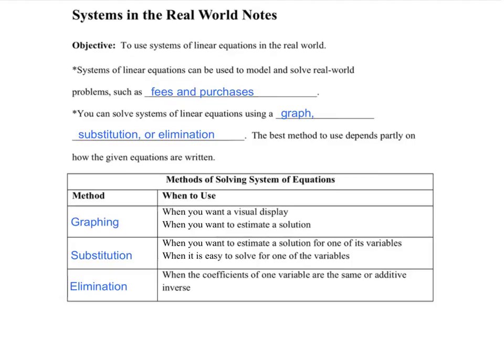Okay, so these are our methods. Now let's discuss the steps to solve systems of equations using word problems. Step one, we want to first define our variables. Step two, you want to write the system of equations, and you have two equations with a system of equations.